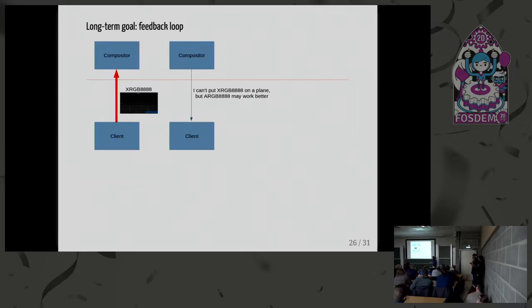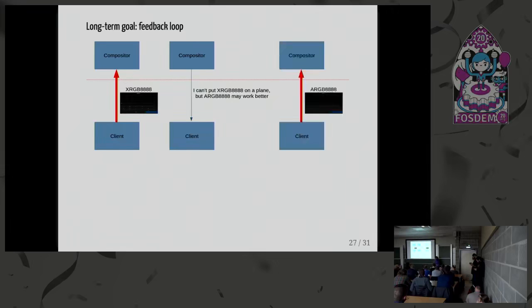So the idea of the feedback loop is to not just be sad and say, okay, I can't put the window into a plane, life is terrible. The idea is to add a way for the compositor to say to the client, I can't put this format into a plane, but if you allocate using a different format, ARGB, then life will be better. And so the client can do it.